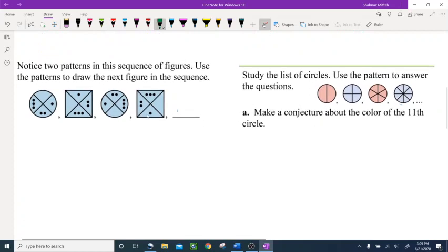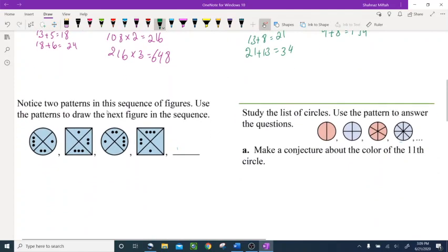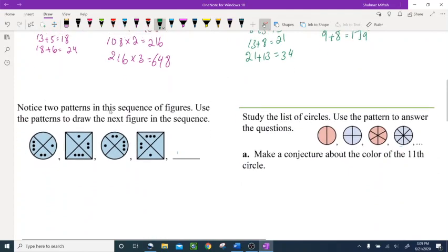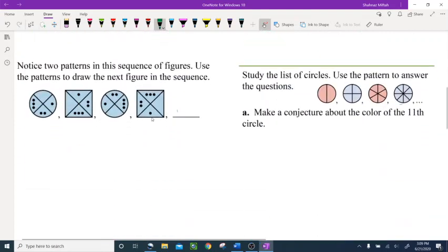Okay, let's do this. Notice 2 patterns in this sequence. And this is inductive reasoning, where we use logic on patterns. We are observing the patterns. That's what the definition says: arriving at a general conclusion based on observing patterns or specific examples. So I'm observing different patterns and examples, which means I'm drawing a conjecture, an educated guess.